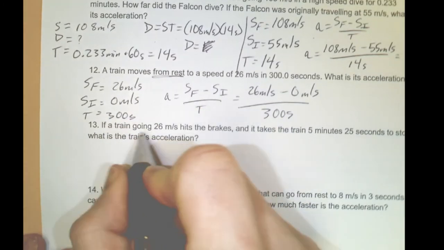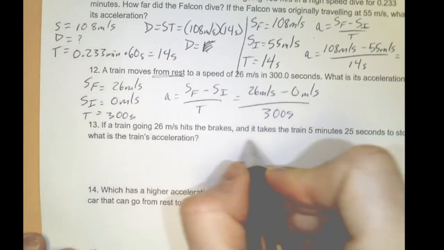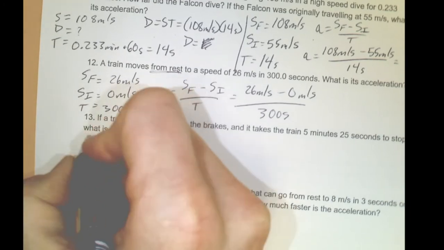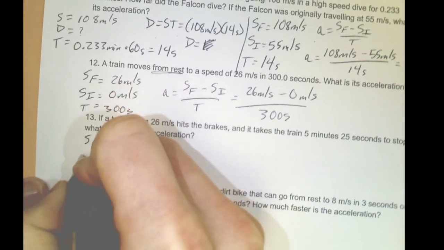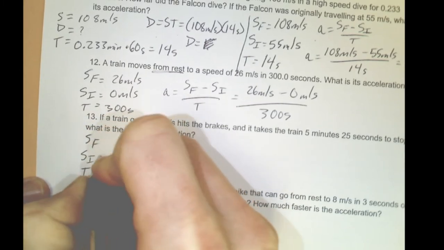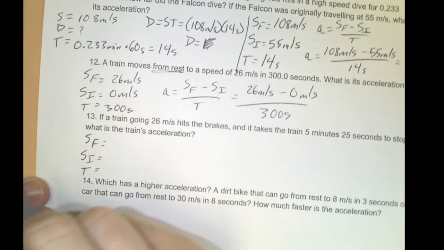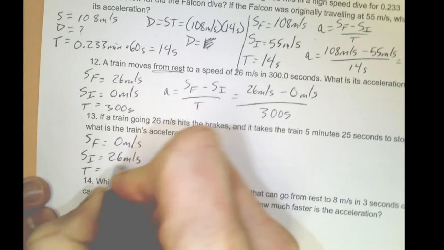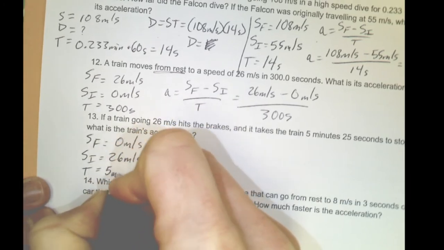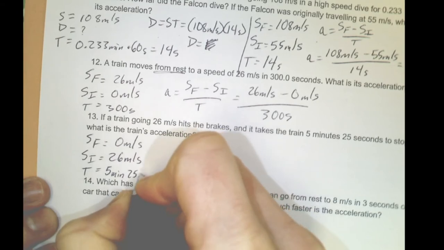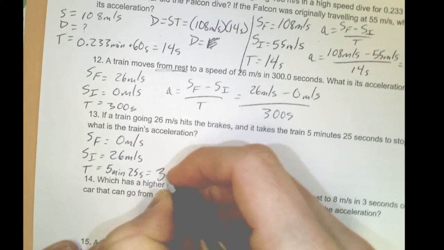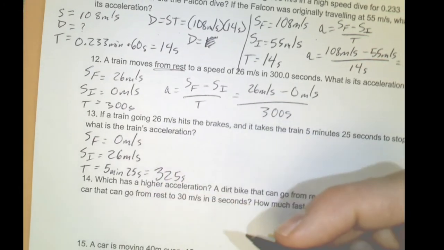For 13, same train, 26, and then it hits the brakes, and after 5 minutes, 25 seconds, it comes to a stop. That's why you don't try and race trains in your car, because they don't stop. It takes them a very long time to come to a complete stop. So you've got to respect that. All right, our initial speed this time, our final speed this time, and all of that takes 5 minutes, 25 seconds. But we can't just leave it like that, so we have to turn it all into seconds. 325 seconds.